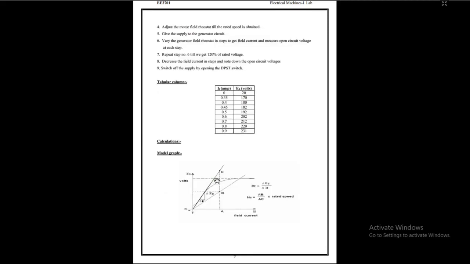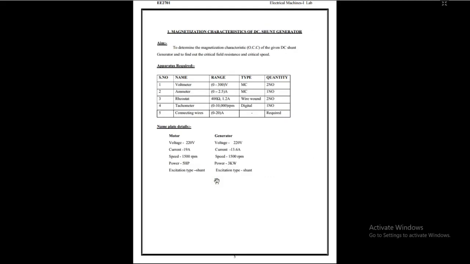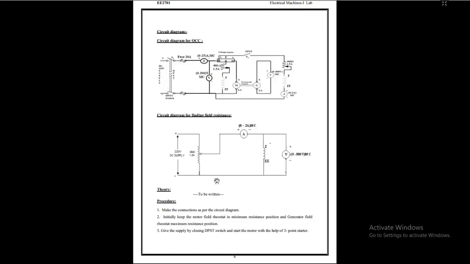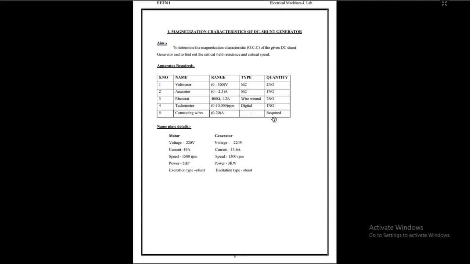So this is the theory related to the open circuit characteristics, or magnetization characteristics. The most important thing is that the field rheostat is always at the minimum position for the motor, and for the generator the field rheostat is always at the maximum position. Right? This is about the OCC characteristics of the DC shunt generator.